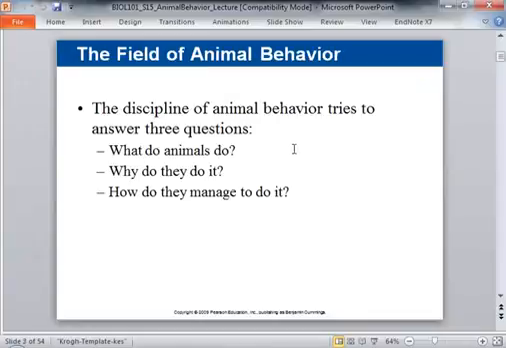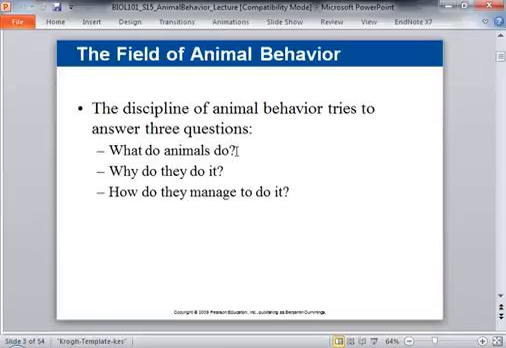So, 3 principal questions in the field of animal behavior. We have, what do animals do? Why do they do it? And how do they manage to do it? And those are important questions. This one is basically the basic observation. It's basically saying, okay, we see an animal do something. It's almost like you could think of it like collecting data. But then you would use that data to answer questions.